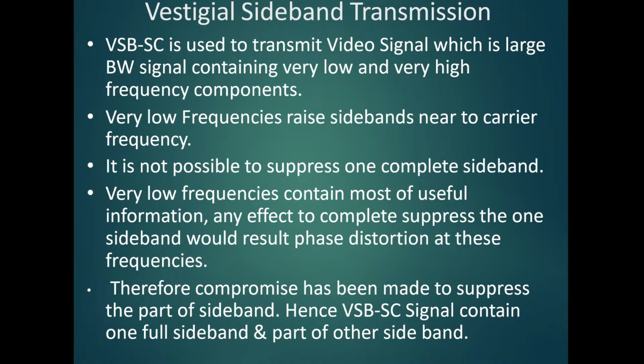In this case, it is not possible to suppress one complete sideband. Very low frequency contains most of the useful information, and any effort to completely suppress one of the sidebands would result in phase distortion at these frequencies. Therefore a compromise has been made to suppress part of the sideband. Hence a vestigial sideband signal contains one full sideband and part of the other band.